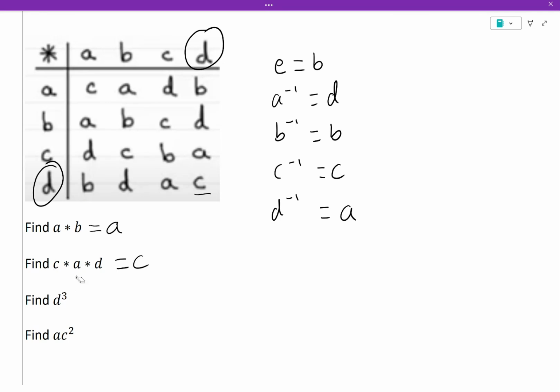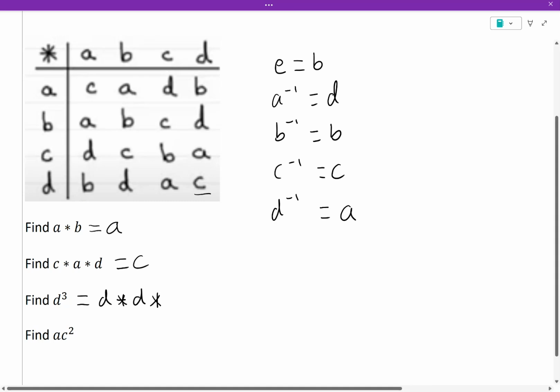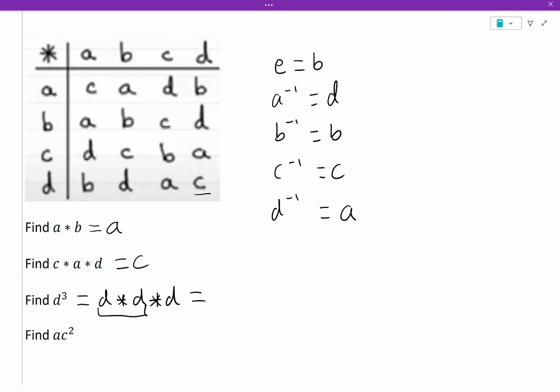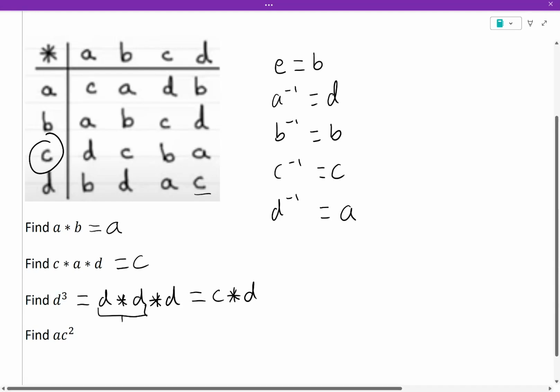Now for our next one, we have D to the power of 3. That doesn't necessarily mean D multiplied by D multiplied by D. It's about combining under the binary operation. The binary operation might be multiplication, but we don't know. So I could write it like this, given that the asterisk is being used as the binary operation here. If we do D combined with D, we know that's going to be C. So then we're left with C combined with D. C is our left element, D is our right, and we end up with A as the final output.